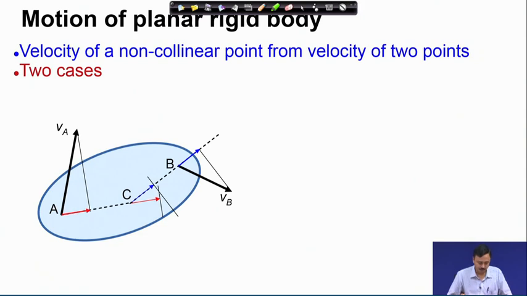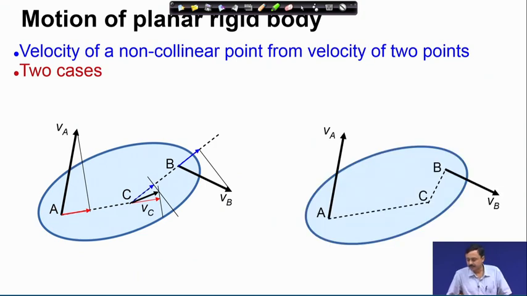I take two perpendiculars to these red and blue vectors as I have done here, and then the intersection gives me the velocity of point C. You can very easily see that the projection of VC along CB is the blue vector, and the projection of velocity vector VC along AC is the red vector.